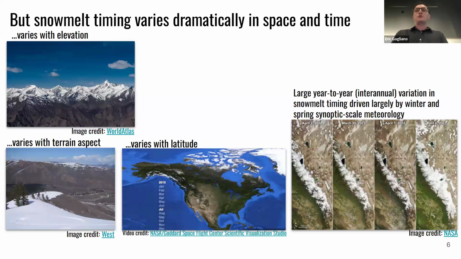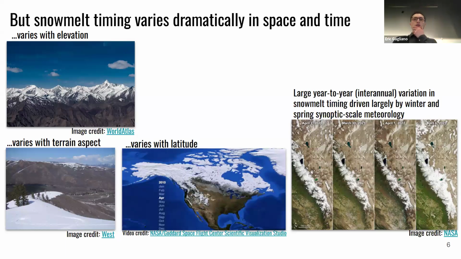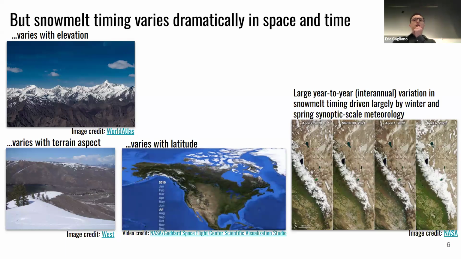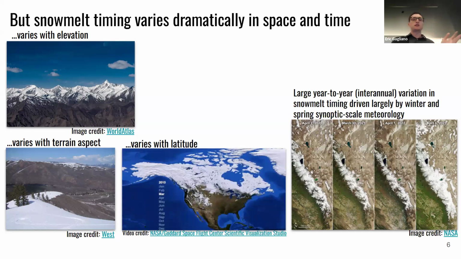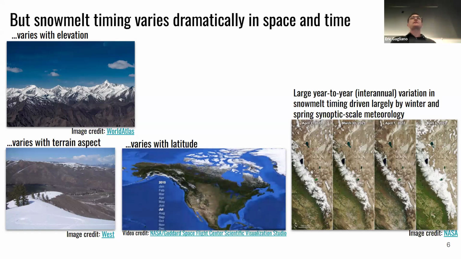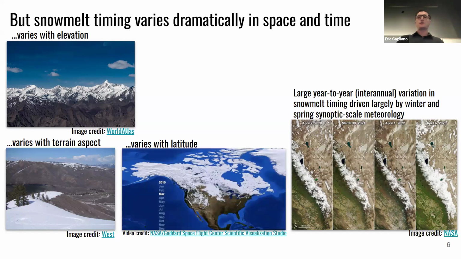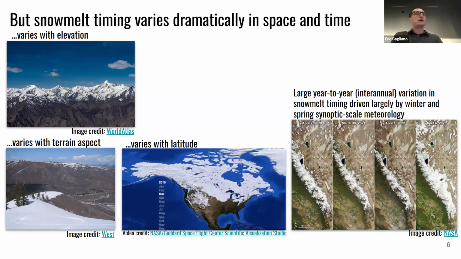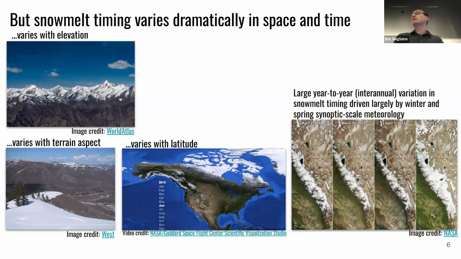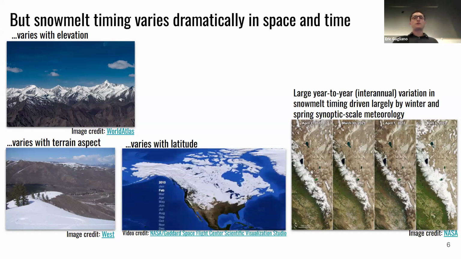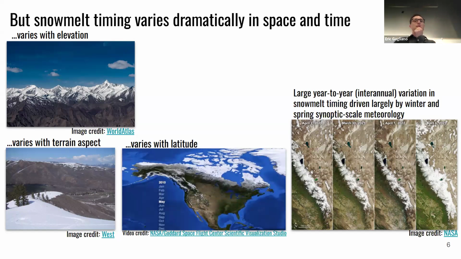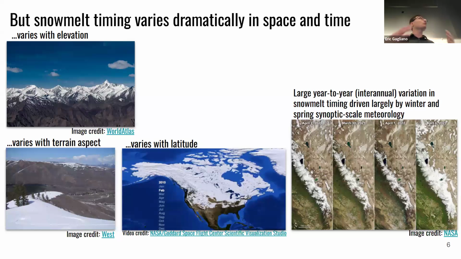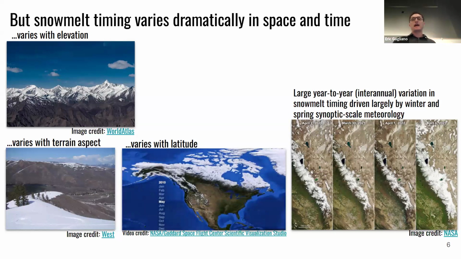There's also large interannual variation for the same spot on the globe. So snowmelt timing can shift over a month, largely due to winter and spring synoptic scale meteorology, so big weather patterns. Things like high and low pressure areas, fronts, mid-latitude cyclones. But of particular importance for snowmelt timing is the advection of really warm, wet air masses that happens in late winter and early spring, and that accelerates melt.